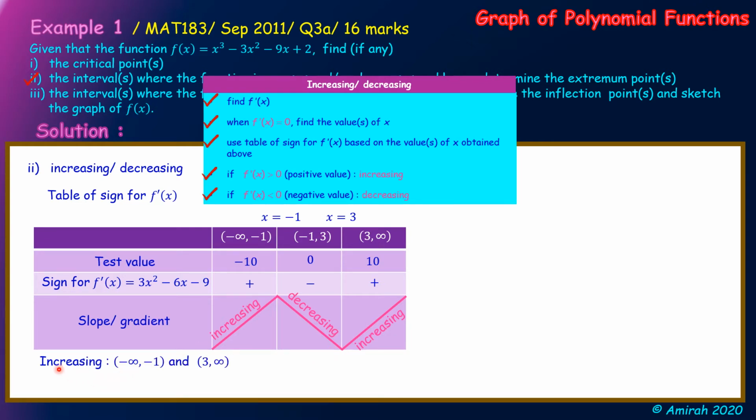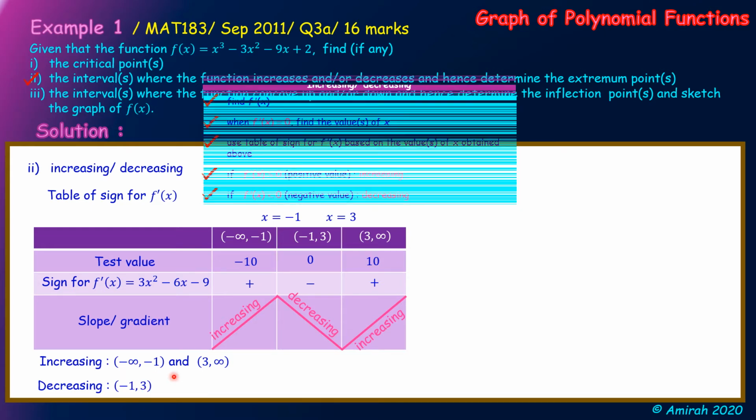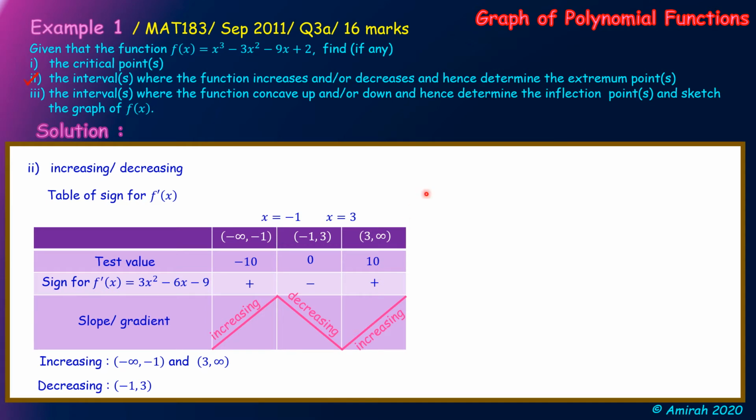So we can write increasing from -infinity to -1 and 3 to infinity here. Here is increasing, so we write this. And then decreasing when x is between -1 and 3. This is not a coordinate, but this is between -1 to 3. And then we need to find the extremum points.